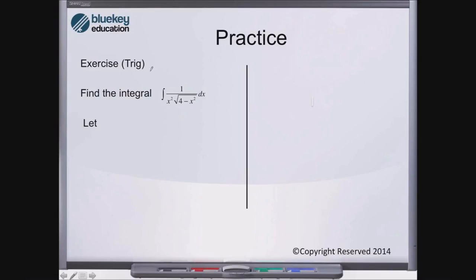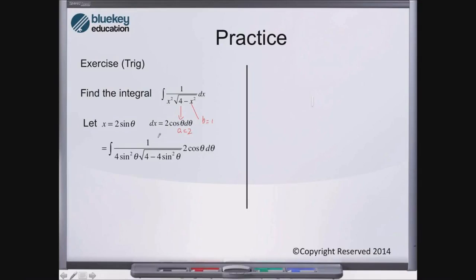This question we'll apply the trigonometry substitution method. Whenever I see 1 over the square root of 4 minus x squared, it tells me a is 2 and b is 1. So I can write my substitution here: x becomes 2 times sine theta, and dx is 2 cosine theta d theta.